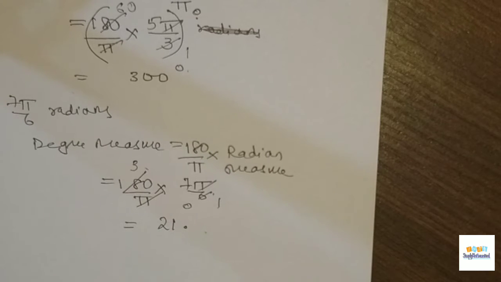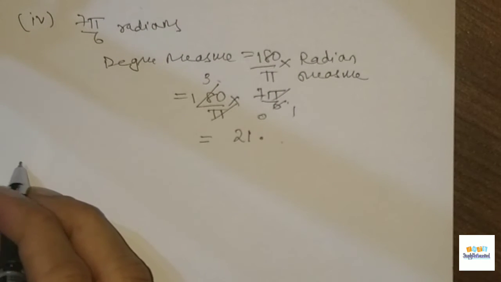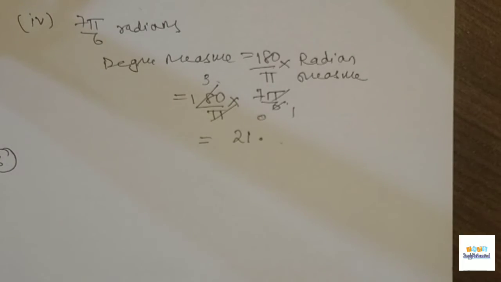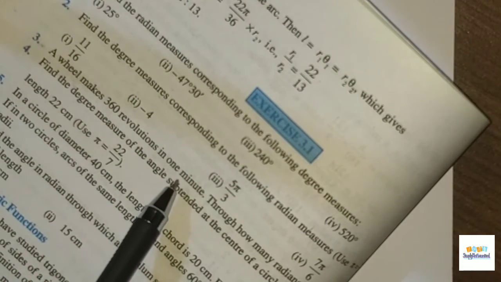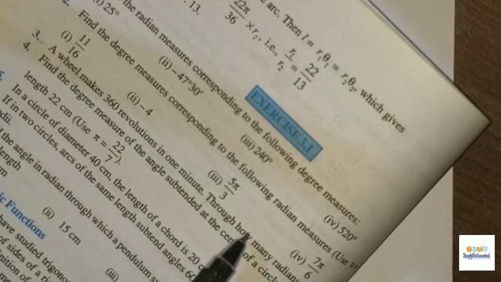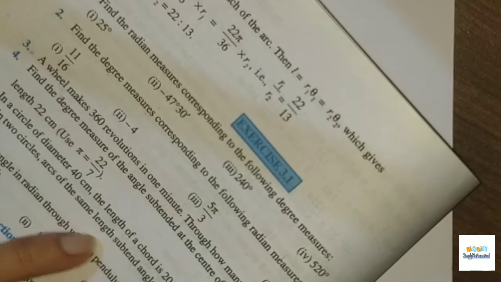We have finished all the problems of the second problem. Now let us go to the third problem. Let us read it. It is a word problem. A wheel makes 360 revolutions in 1 minute, it is saying. Through how many radians does it turn in 1 second? A wheel makes 360 revolutions in 1 minute. Through how many radians does it turn in 1 second?